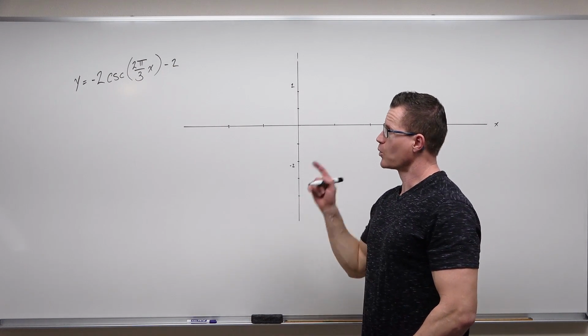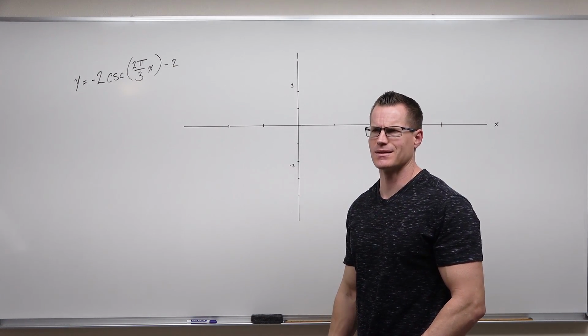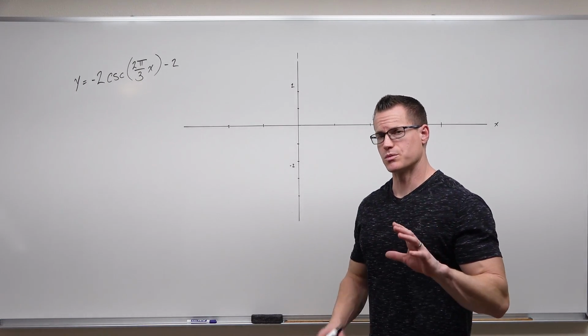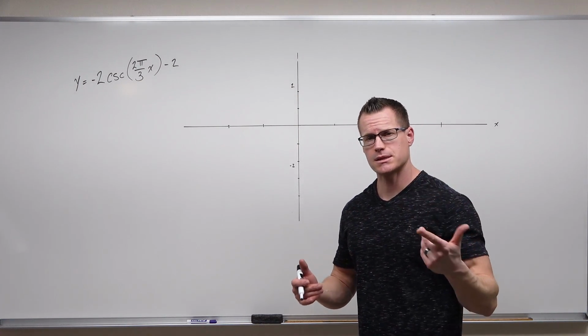Okay, last one. We're going to take a look at negative 2 cosecant of 2 pi over 3 x minus 2. That's a lot going on. The first thing I'm going to do is think about the reciprocal function. The reciprocal function is sine. And so I'm going to think of this as sine.